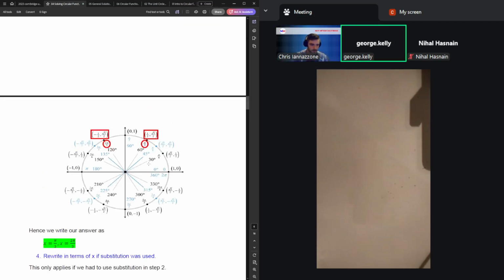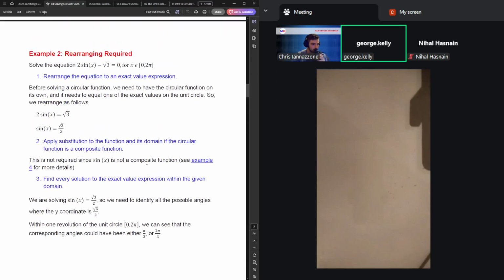Wait, go up a bit. Yeah, when it says 2 sine, does that mean anything, or is that just what you have to rearrange? Would that change the graph?